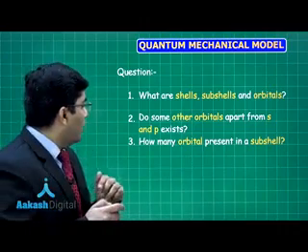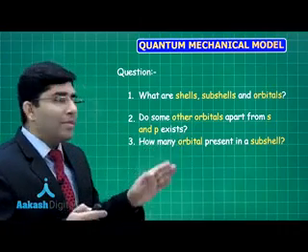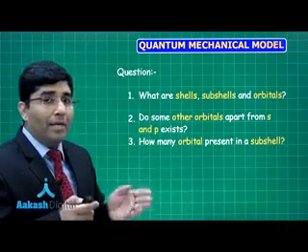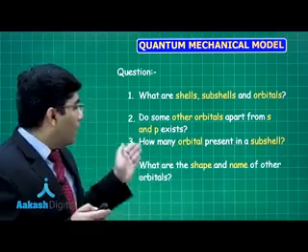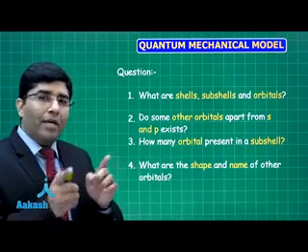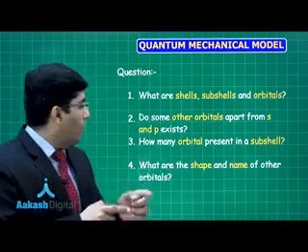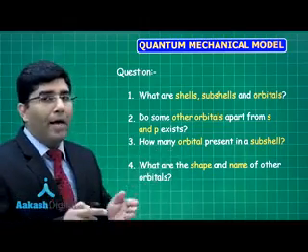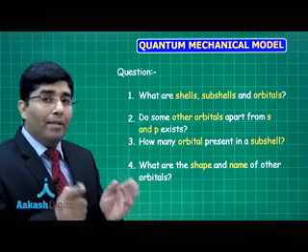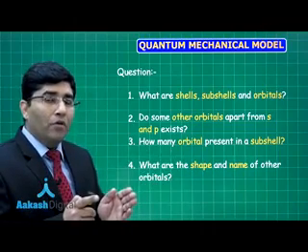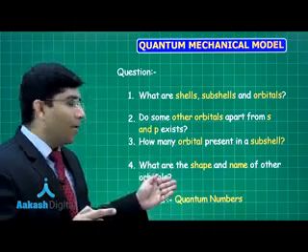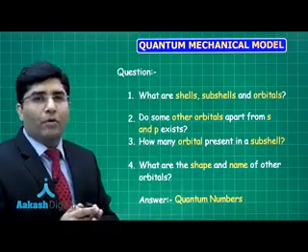The third question is, how many orbitals are present in a subshell? The same thing I was talking about. And the fourth is, if there are different orbitals apart from s and p, what are their names and shapes? And this thing we will understand when we discuss the quantum numbers. Let's discuss the quantum numbers.